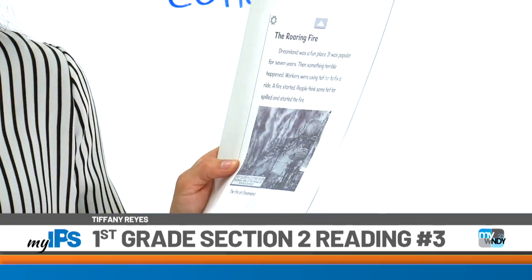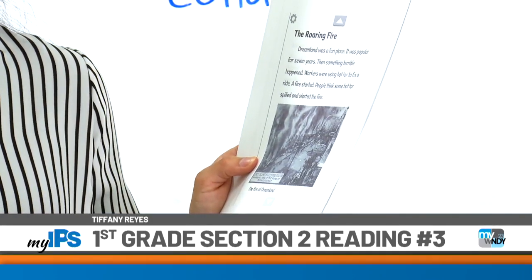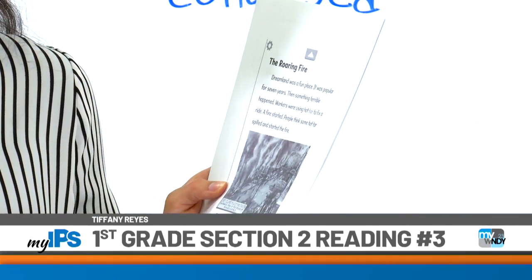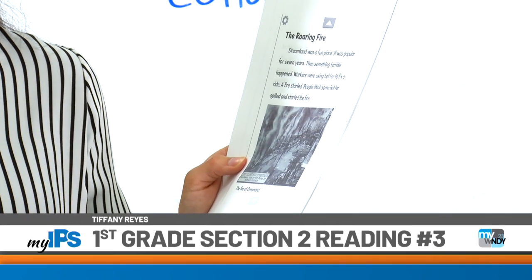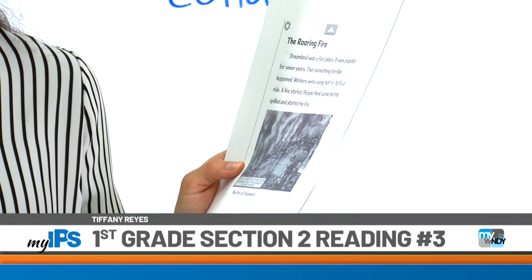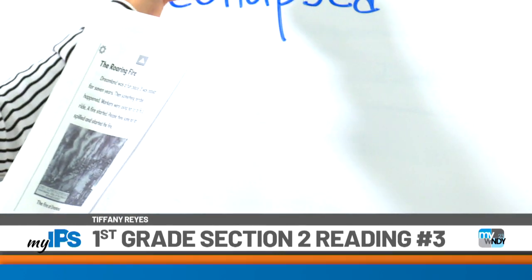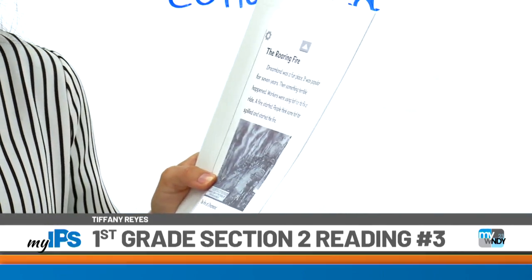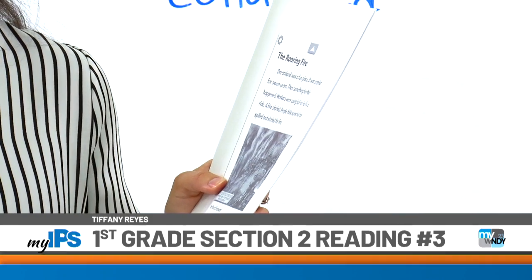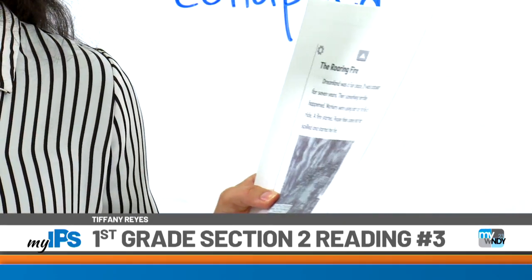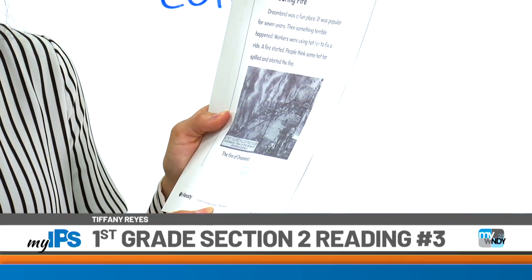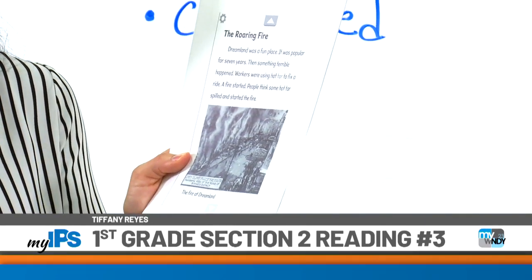The Roaring Fire. Dreamland was a fun place. It was popular for 7 years. Then something terrible happened. Workers were using hot tar to fix a ride. A fire started. People think some hot tar spilled and started the fire. And here we see a picture of the fire disaster in Dreamland.